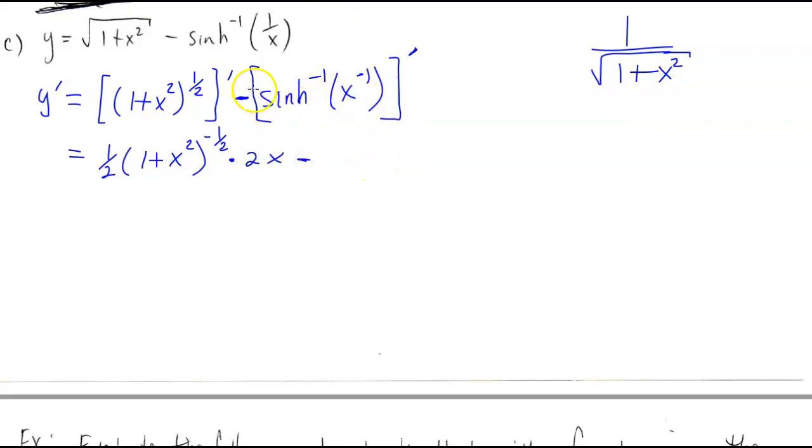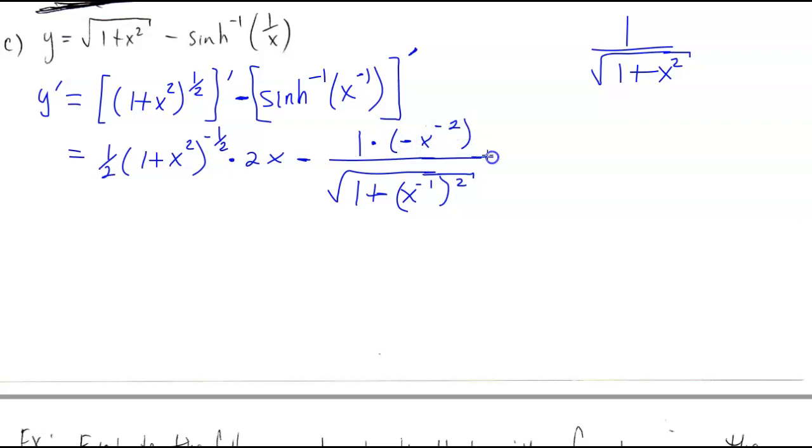For the second term, we'll take the derivative of the inverse of sine hyperbolic, and we know that that's just going to be 1 over square root of 1 plus, and of course the x here is just going to be x raised to the negative 1. We'll take that and have that squared. And then of course from here we'll go ahead and take the derivative of the inside function, and that's going to be a minus x raised to the minus 2 when we do that.